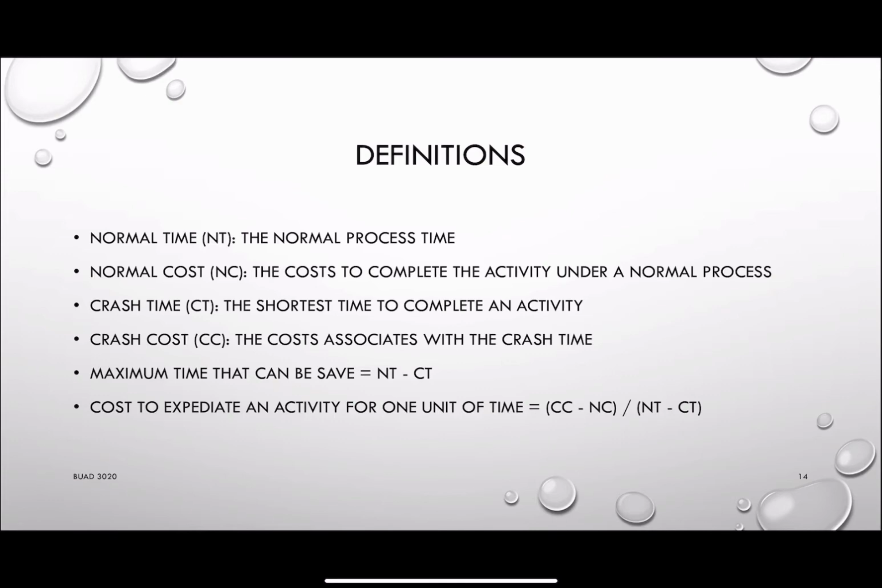So the maximum time that can be saved will be the difference between the normal time and the crash time. And the cost for you to expedite an activity for 1 unit of time will be equal to the cost difference, so that will be the crash cost minus the normal cost, divided by the normal time minus the crash time. So you will be able to know, if I want to reduce 1 unit of time, how much money I need to pay extra to get the job done.